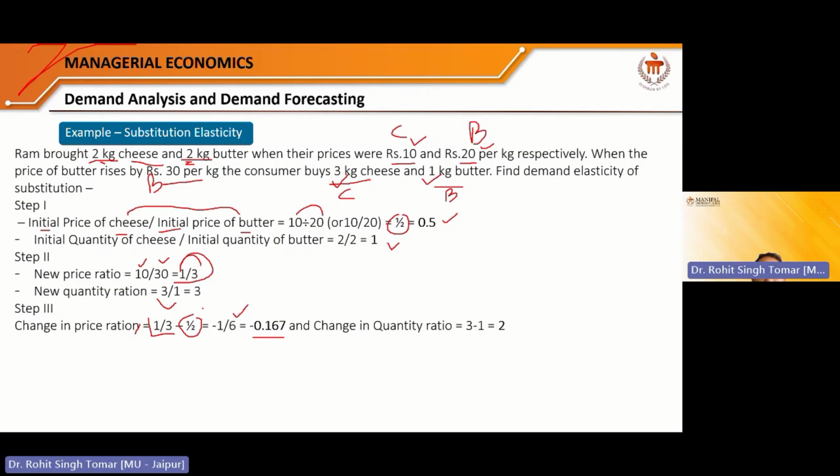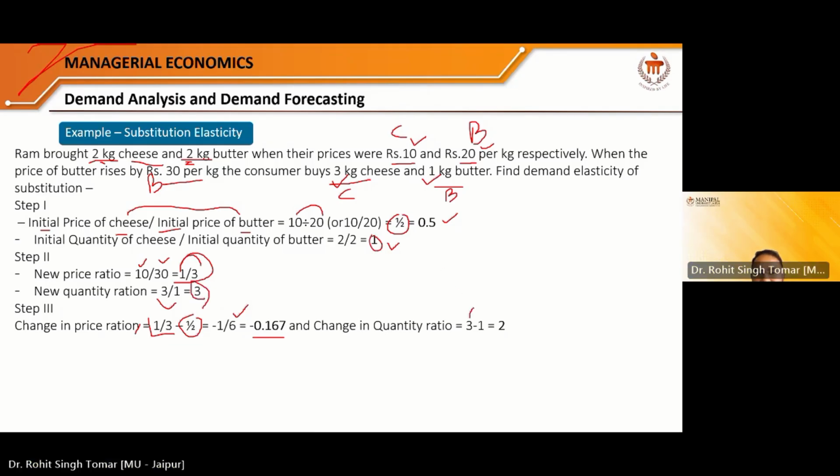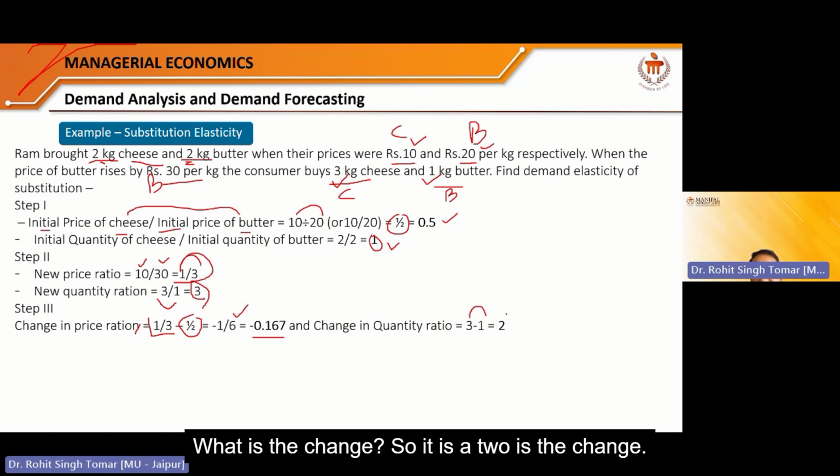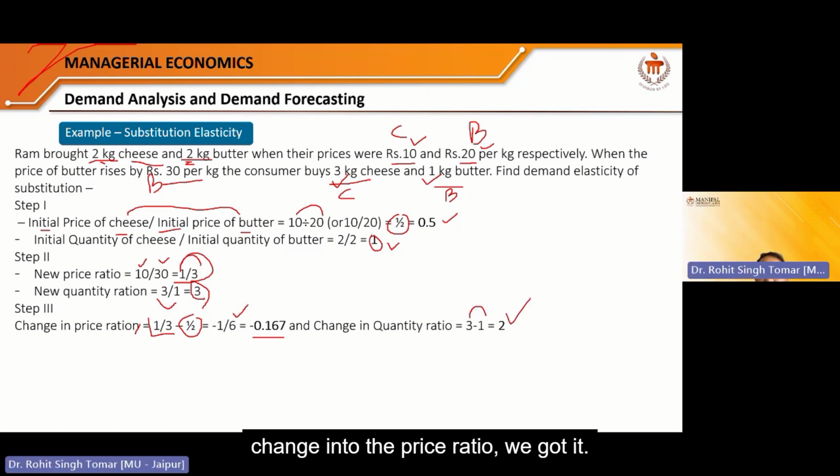Change in the quantity ratio. What is that change? The new quantity ratio is 3 and the old quantity ratio is 2. So 3 minus 2, the change is 1. So the numerator, change in the quantity ratio, and change in the price ratio, we got these two things. Step 4.